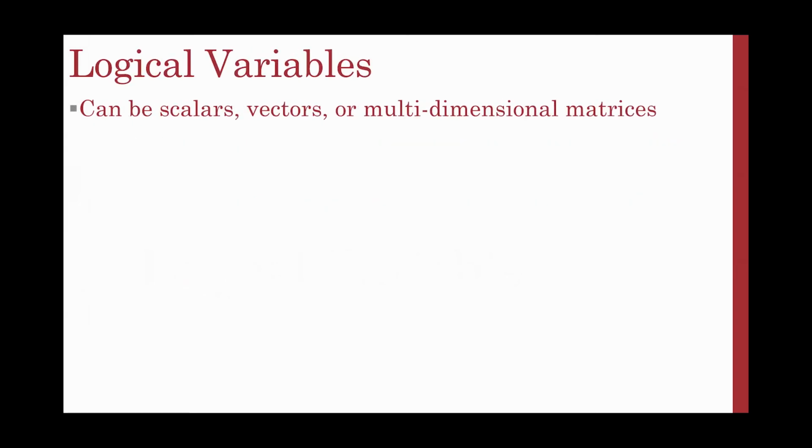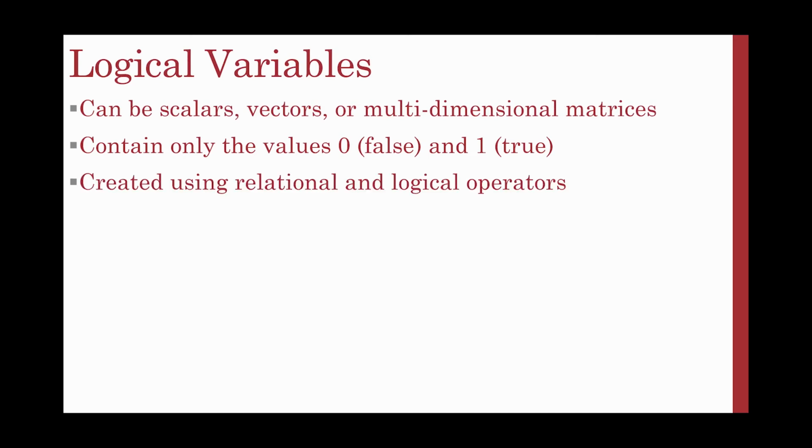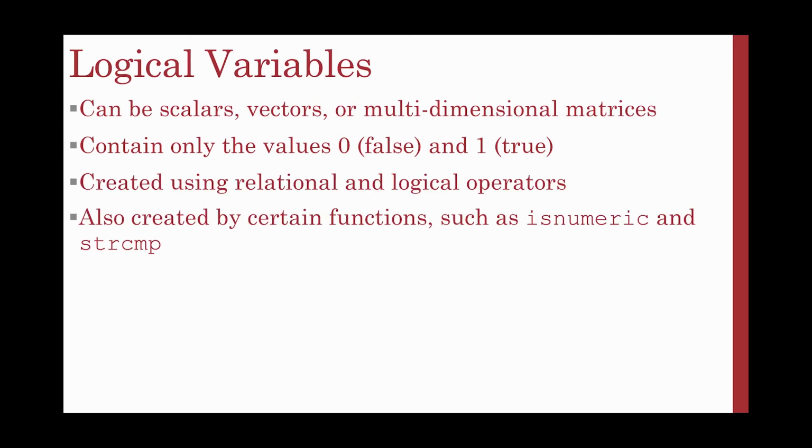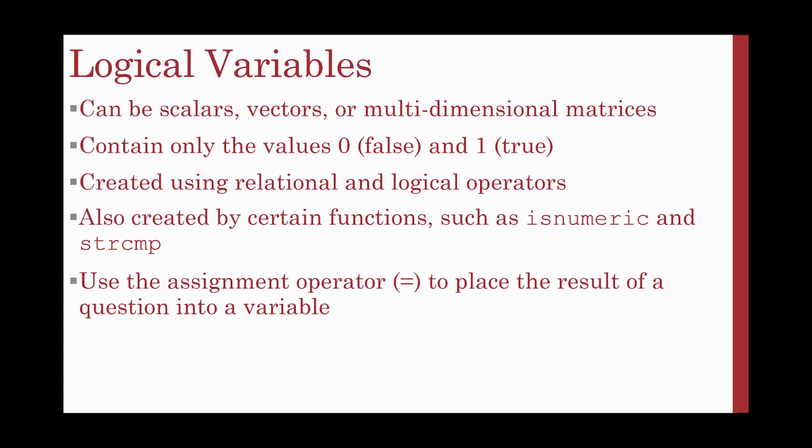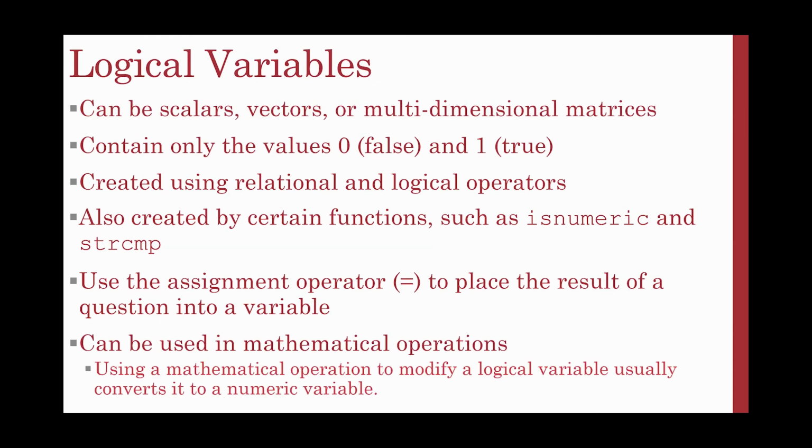Logical variables can be scalars, vectors, or multidimensional matrices. They contain only the values 0 for false and 1 for true. They're created using relational and logical operators. You can also create them using certain functions such as isnumeric and strcmp. The assignment operator is used to place the result of the question into a variable. So again, a single equal sign does not mean equal to in MATLAB.